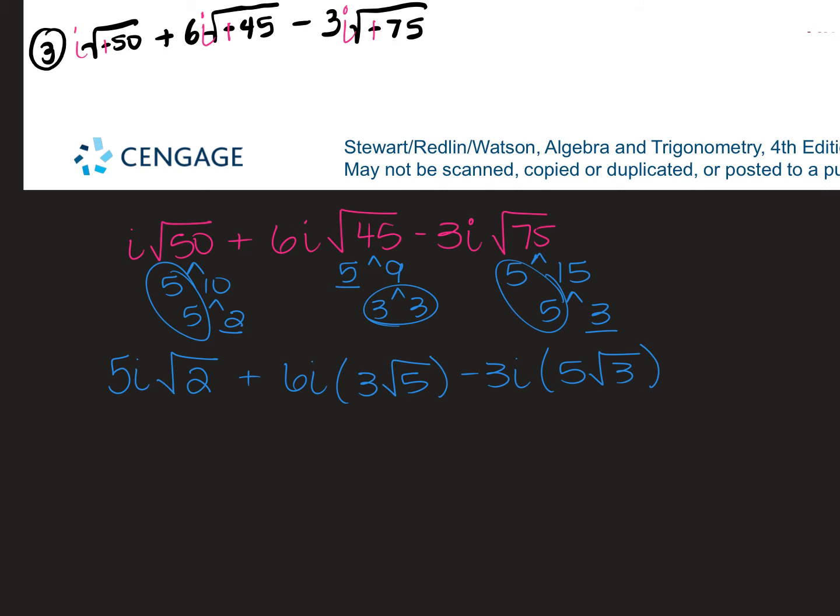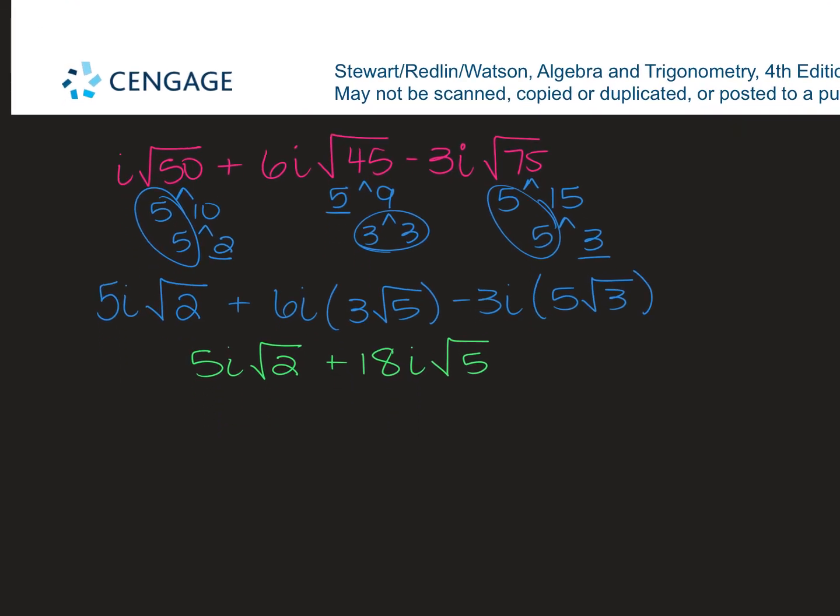Your 5i times the square root of 2 is going to stay 5i square root 2. Then your 6i times 3 square root 5. 6 times 3 gives you 18. Keep the i, keep the square root of 5. Then your negative 3i times 5 square root 3 is going to give you negative 15i square root 3.